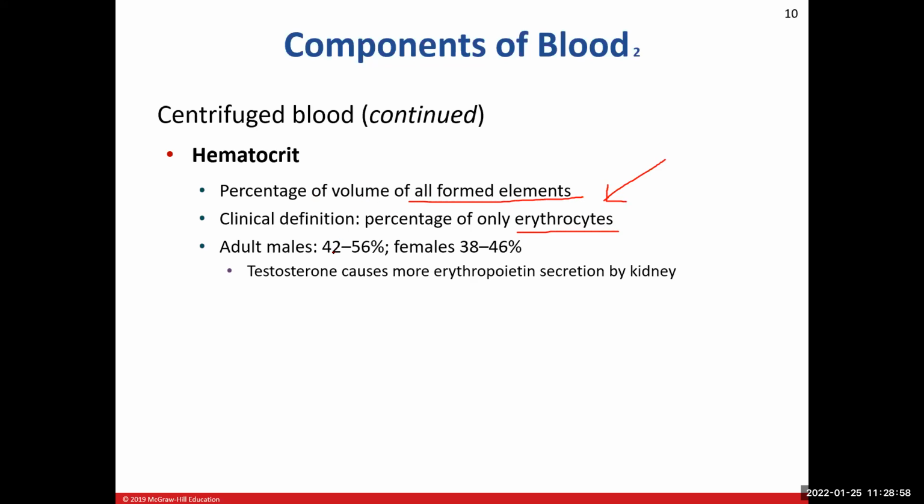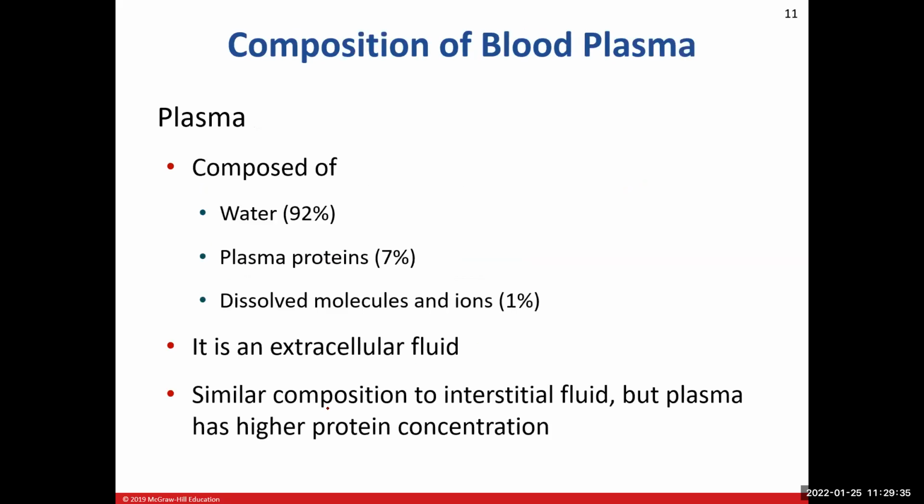Normal numbers for males, 42 to 56%. Normal numbers for females, 38 to 46%. And the reason why for men ours is higher is because of our testosterone, because it stimulates erythropoietin, which I'm sure you're probably familiar with. The erythropoietin is going to be that hormone that stimulates the kidney to make erythrocytes. All right, very good. Okay, so now let's look at the plasma.